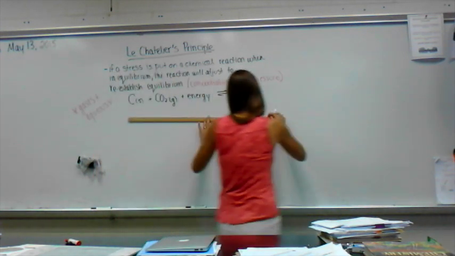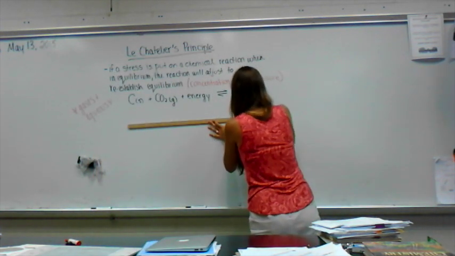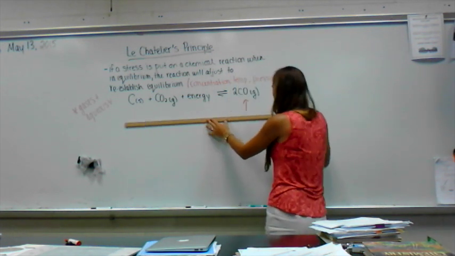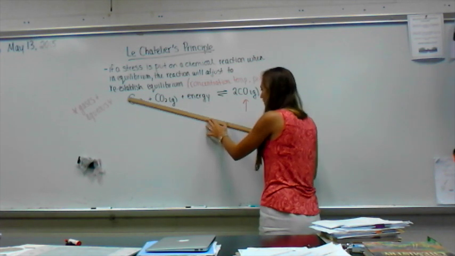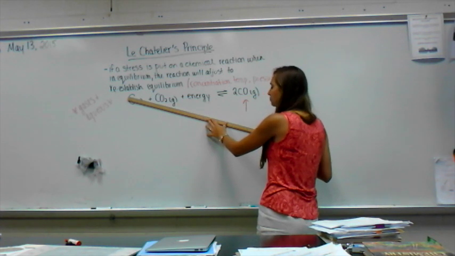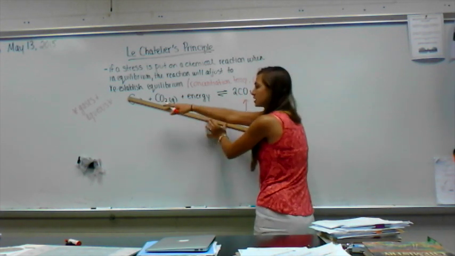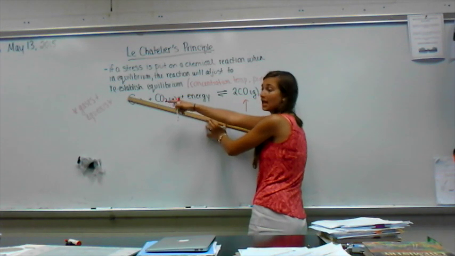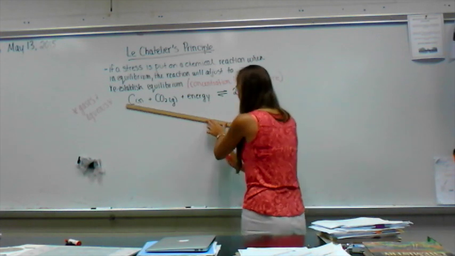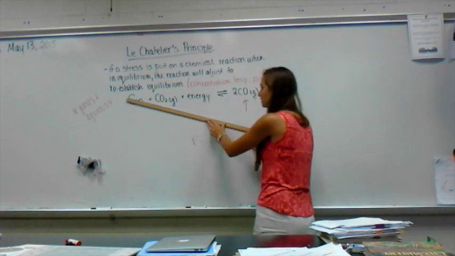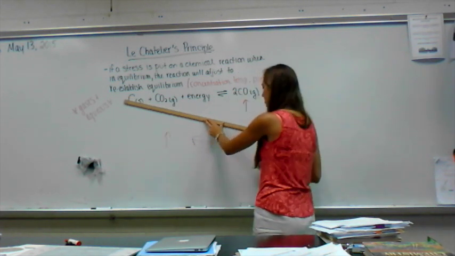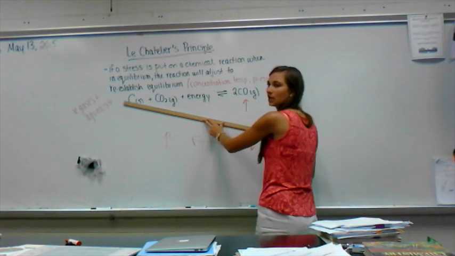So let's deal with our products this time. If I increase the amount of products that I put into this reaction, it is going to cause the right side of our seesaw to go down. Now, in order to get back to equilibrium, we have to increase the amount of reactants. See that the seesaw's side is up, and we're going to have to decrease the amount of products. So this is going to be a shift to the left. You shift in the side that the seesaw is up, and it's going to be an increase in reactants and a decrease in products.